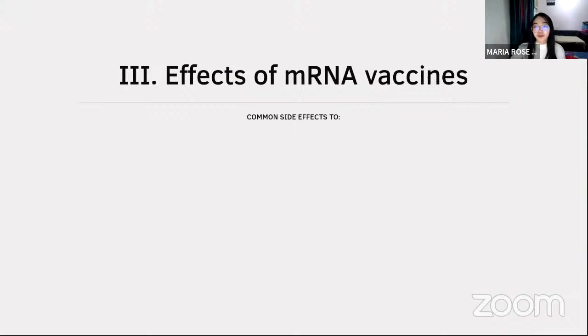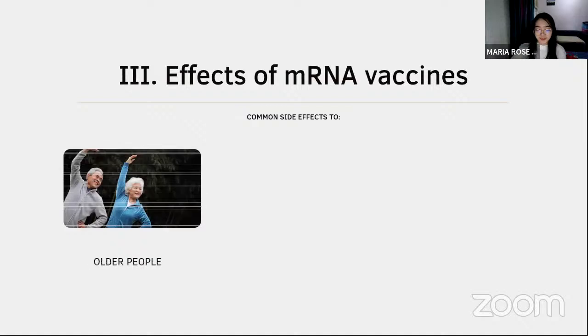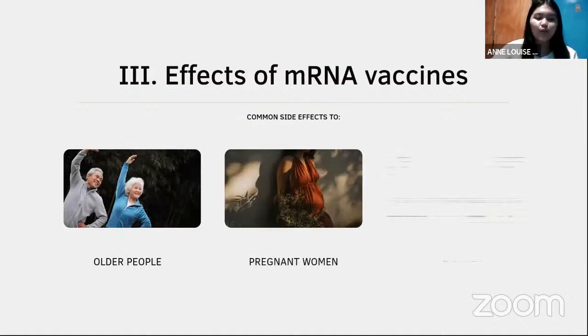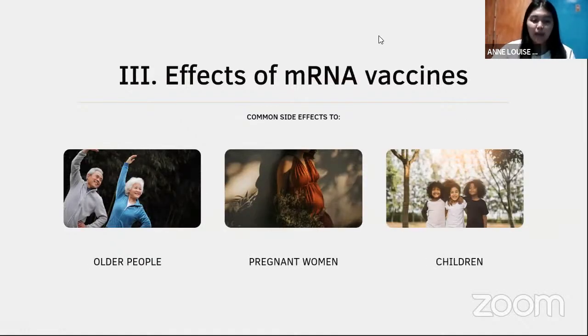Next are the effects of mRNA vaccines, which will be discussed by Anne Perpetua. Thank you, Maria. So, the effects of mRNA vaccines. We chose the most vulnerable groups in society, which are the older people, the pregnant women, and the children. So first, let's talk about the older people.